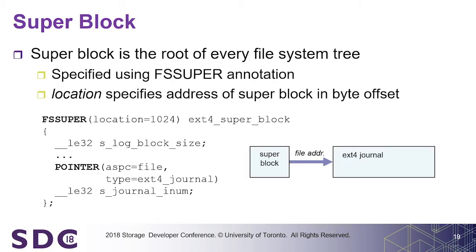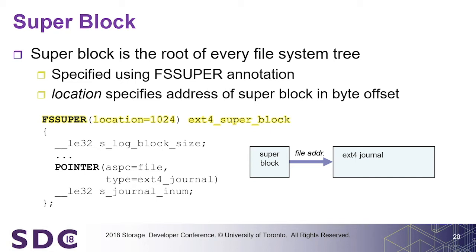Traversal of every file system begins with a superblock. Therefore, a special annotation named FSSUPER is used to distinguish the superblock from other file system metadata. File system superblocks are always located at a fixed, known byte offset on disk. Therefore, we specify this information using the location argument.